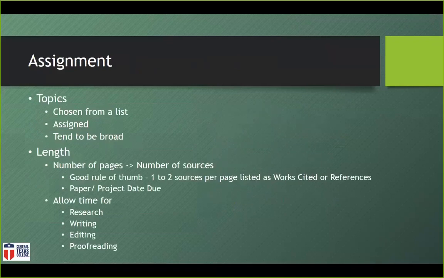A paper's topic can be assigned or taken from a list. Generally, this will be broad in scope. The paper's length will suggest the number of resources that will be needed. A good rule of thumb is for every page there should be at least one or two sources listed as works cited or as references. Next, take a look at the date the paper or project is due. You want to allow for enough time for doing the research, writing, editing, and proofreading.